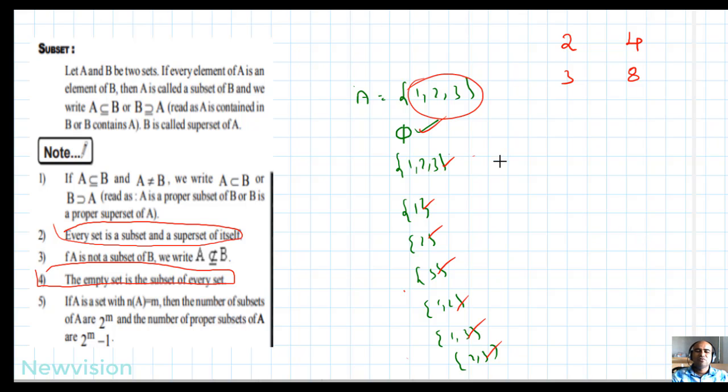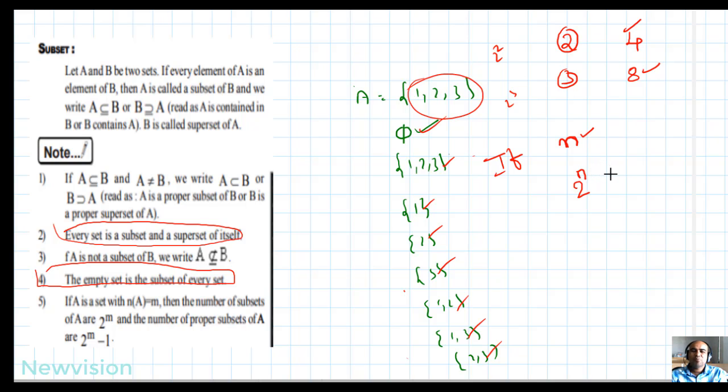If a set contains n elements, then that set will contain 2 power n subsets. Observe, 2 power 2 is 4. 3 elements are there, no? 2 power 3 is 8. That's why, if a set contains n elements, that set will contain 2 power n subsets.